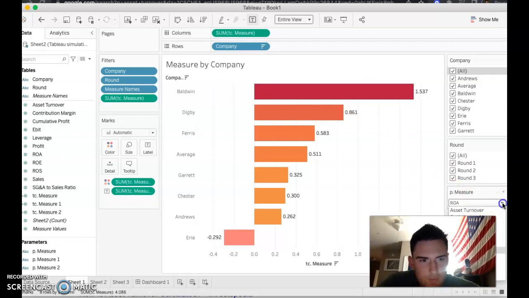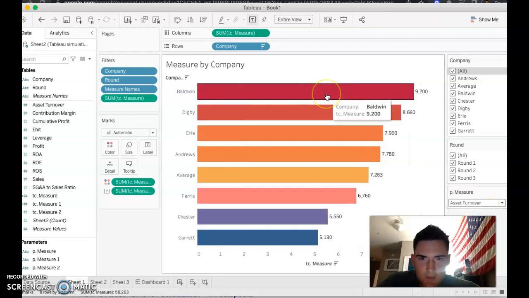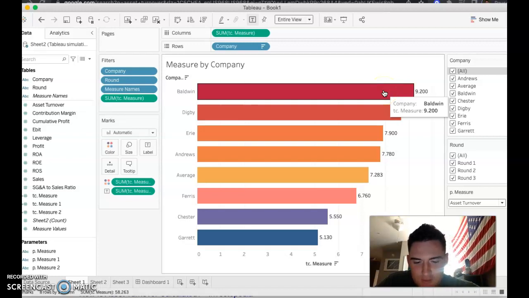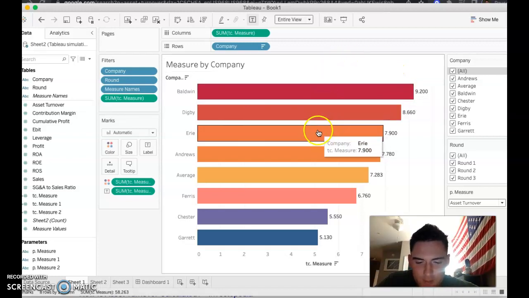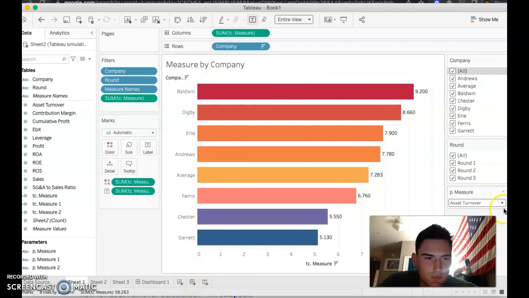And moving to asset turnover, let's see that Baldwin again had the highest asset turnover with 9.2. And this metric helps investors understand how effectively the companies are using their assets. So it does make sense that we see a similar order here compared to the ROA.